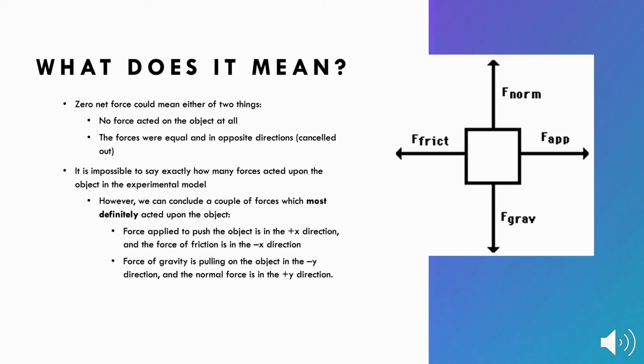So what does this all mean? We know that zero net force could mean either of two things: that no force acted on the object at all, or that the forces were equal and in opposite directions. Because the Tracker data show that there was a net force not equal to zero, we can't exactly conclude what those forces were, but we can say that the forces were a force applied in the positive x direction, the force of friction in the negative x direction, the force of gravity pulling in the negative y direction, and then normal force pulling in the positive y direction.